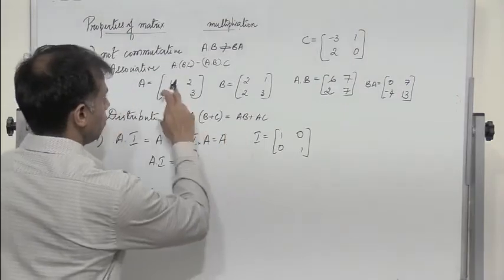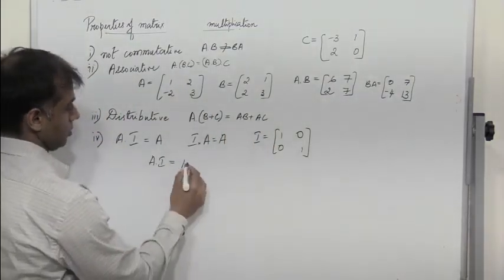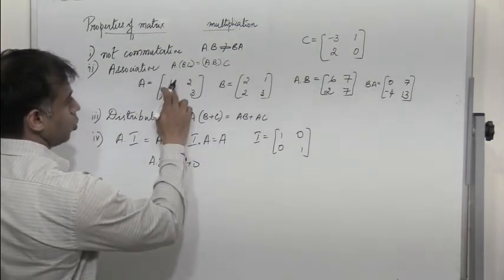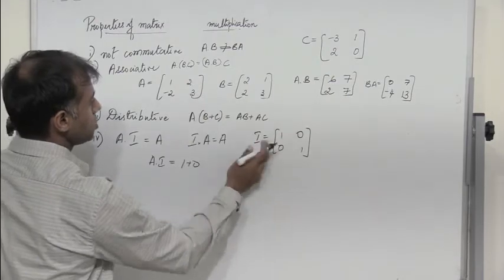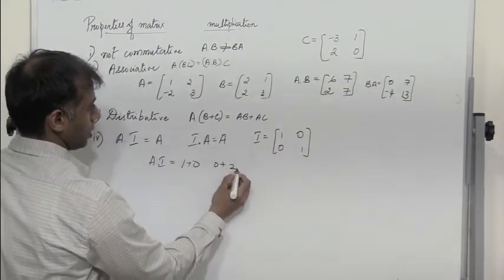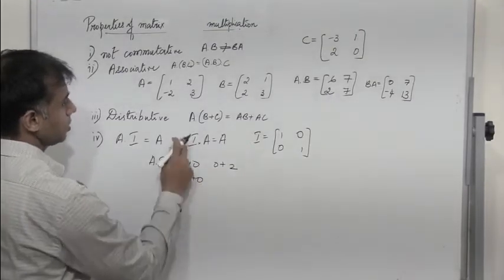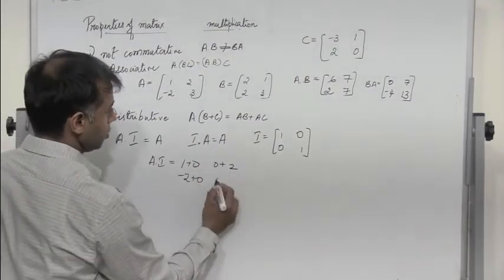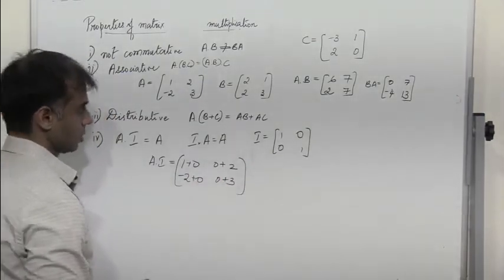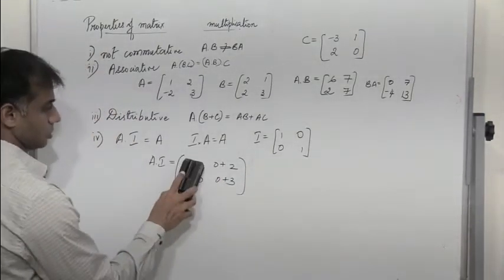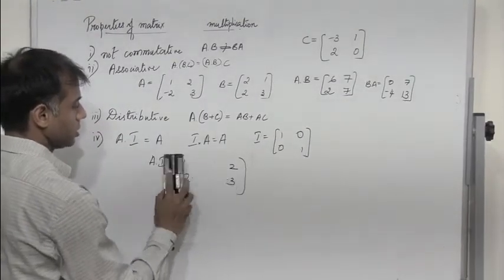So now what is A into I? First row into first column, 1 into 1 plus 2 into 0 is 0. Next, 1 into 0 plus 2 into 1. Next, minus 2 into 1 plus 3 into 0. Next, minus 2 into 0 plus 3 into 1. So I end up getting 1, 2, minus 2 and 3, which is nothing but A.